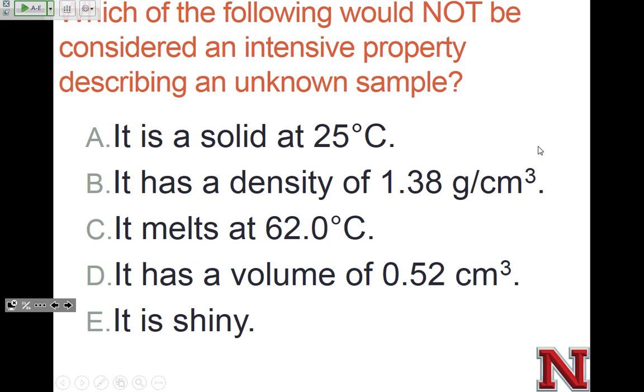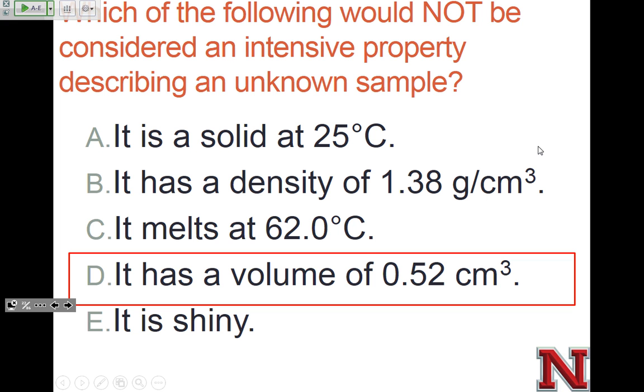So looking at this one, which of the following would not be considered intensive? The volume. Because volume can change with how much you have. And for example, these metals are typically shiny when they're in a solid state, things like that. So that actually does count as an intensive property. Melting, and when it's a solid, and of course the density, those are all intensive. That's not dependent on the amount you have.